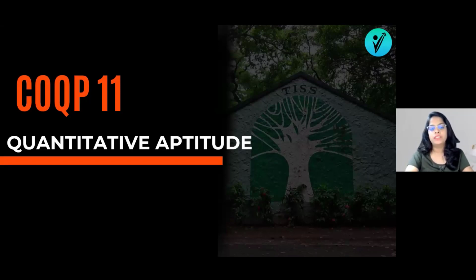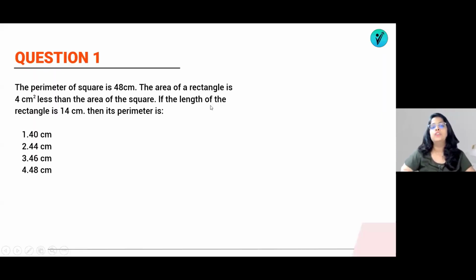We will jump on the questions. So in the 2024 paper from the quantitative aptitude, here's question number 1 on the screen. So what are they saying in the question? The perimeter of a square is 48 centimeter. The area of a rectangle is 4 centimeter square less than the area of the square. If the length of the rectangle is 14 centimeter, then what is the perimeter of the rectangle?